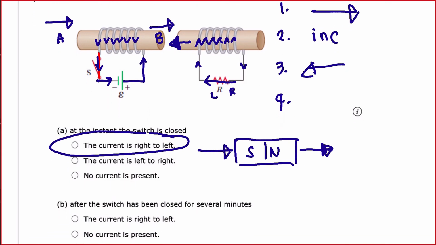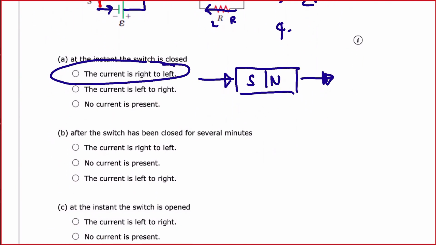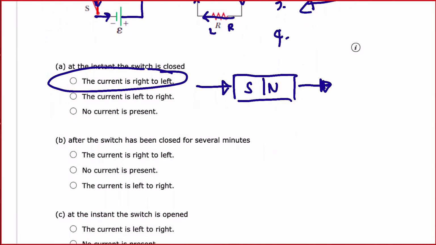Okay, let's look at part B. After the switch has been closed for several minutes, what happens here? Mister, there won't be a current. Why is that so? Because the solenoid on the right is going to oppose it, and after some time, it will balance out. Balance out. What do you mean by balance out? Like one side is pointing to the right, and the other is pointing to the left. And after some time, the magnetic flux will be zero. They will balance each other out.